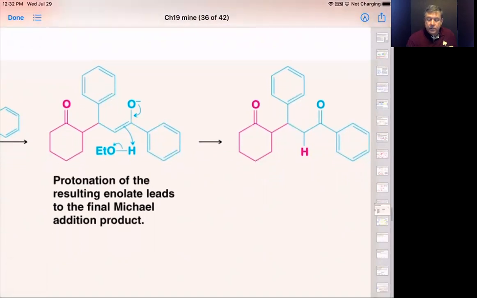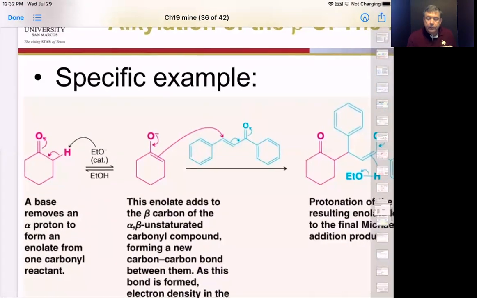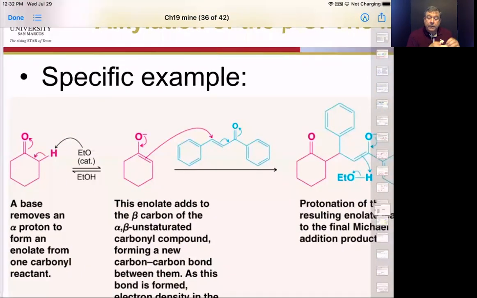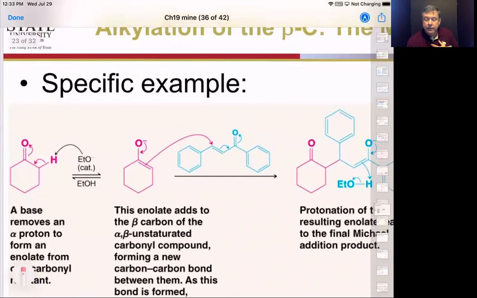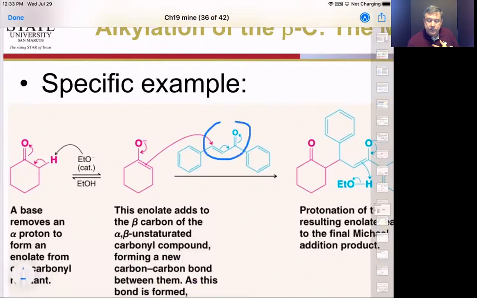Okay, so in this example here, what we're going to do is we're going to end up putting a cyclohexanone, attaching it to something that had a conjugated ketone here. Where's my, well, I'm erasing, that's why, sorry. All right, so we're going to start with this as our system here.